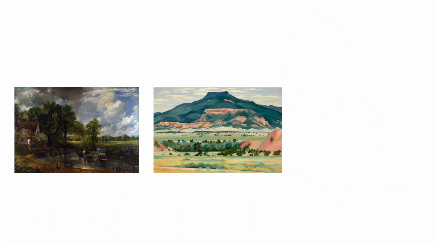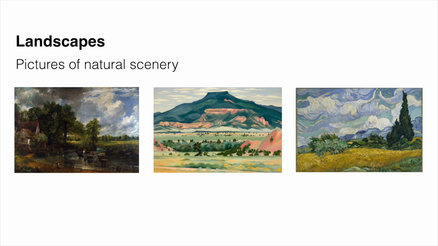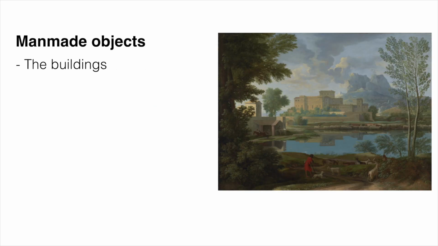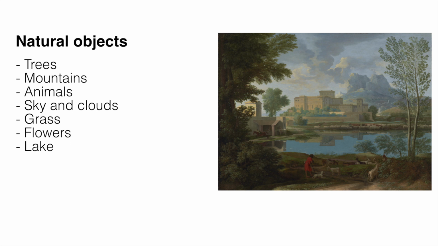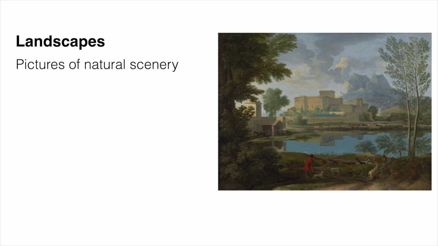Now, what are these? Yes, they're landscape paintings, and they are all in the landscape format. The only man-made things we can see in this painting are the buildings. But what things found in nature can we see? Trees, mountains, animals, sky and clouds, grass, flowers, a lake. See how there are more natural objects than man-made ones? We call a picture of natural scenery like this a landscape.